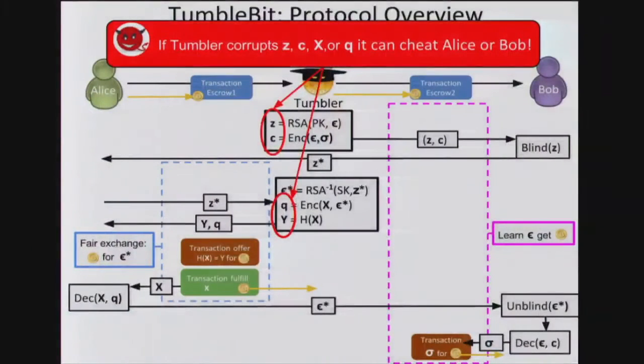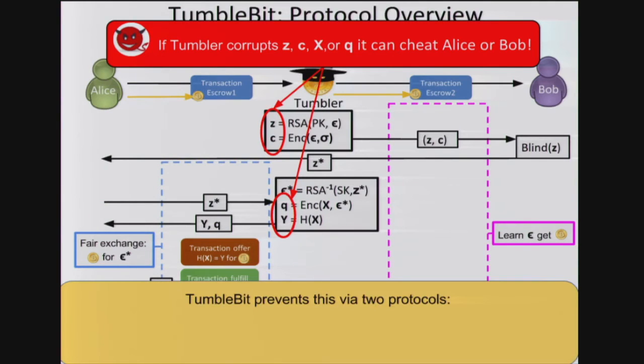The problem here, though, is that the Tumbler could not play fair. The Tumbler could generate C here that's just some random value, and then when Bob goes to decrypt it, Bob wouldn't get a valid signature. And also the Tumbler could play games here too and just do junk.